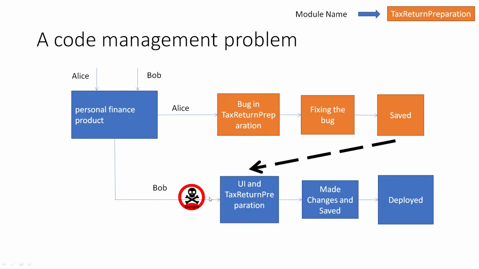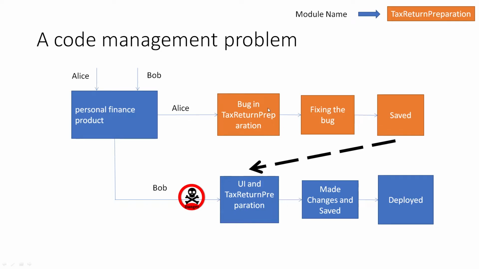Meanwhile, Bob is working on the user interface. In the user interface, he is interfacing the tax return preparation module. A bug is identified by Alice in that module, but meanwhile Bob is trying to integrate or add this module to the UI, the user interface. So Bob is working in the same module, and Alice is also working in the same module. But the problem here is that bug.